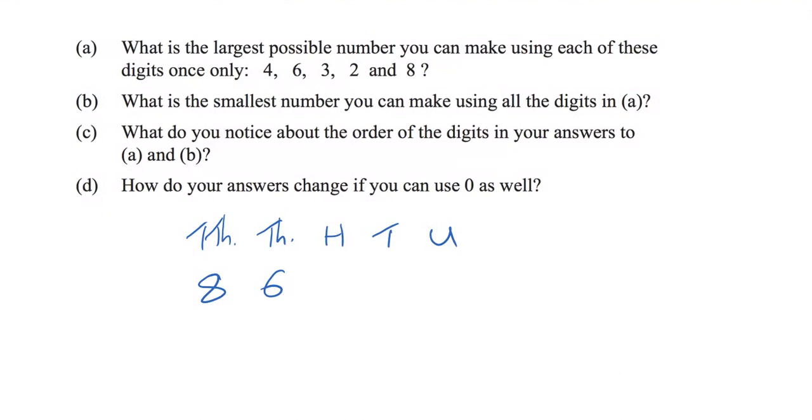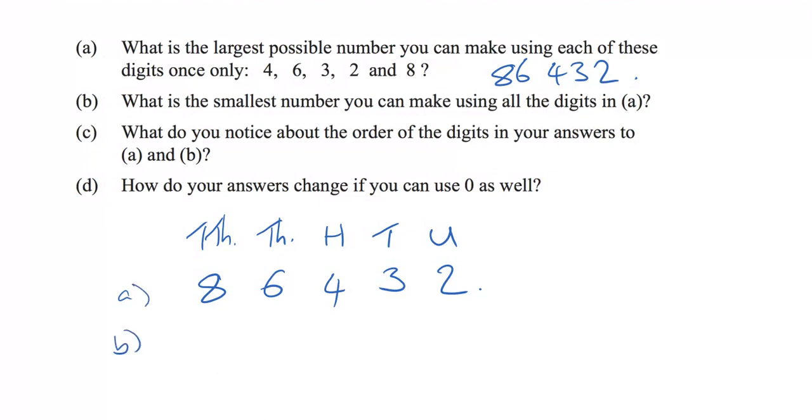Okay, so we're going to place the 6 there in the thousandths. We're going to have the 4 in the hundredths, and we're going to have the 3 in the tens and the 2 in the units. The smallest value is going to go in the smallest place value marker position. So our largest possible value for A is going to be 86,432.